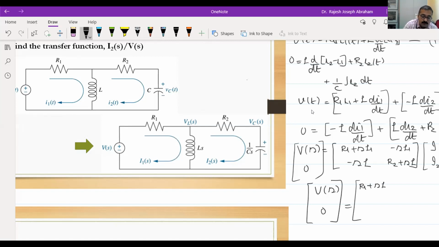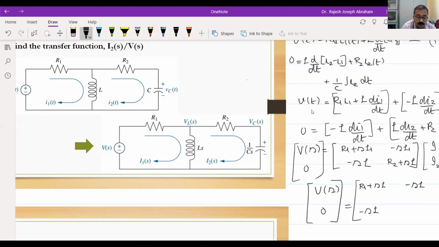Now I1 is from top to bottom, I2 is in the opposite direction. So minus SL. Suppose you have taken your current direction like this. Then both currents through the inductance are in the same direction. Then it would have been plus SL. But since this is the chosen current direction, the currents I1 and I2 are in opposite direction, because of which the 1-2 element will be always negative. And in a network, 1, 2 and 2, 1 will be always the same. So straight away we can put minus SL.